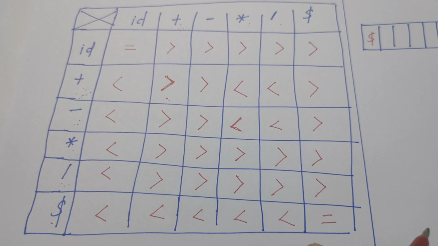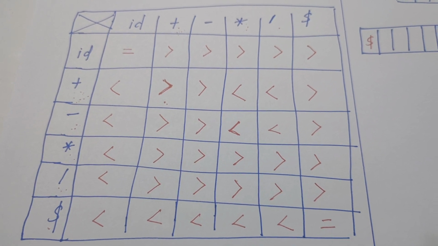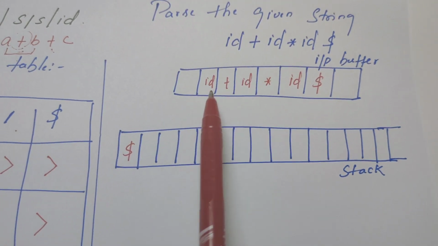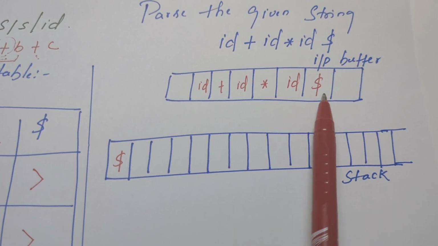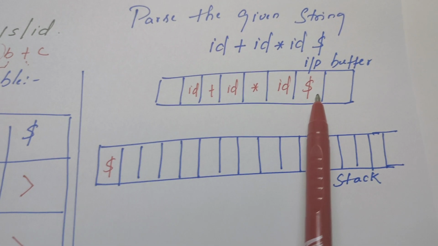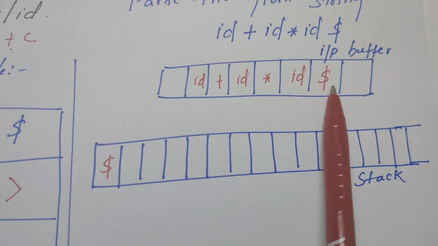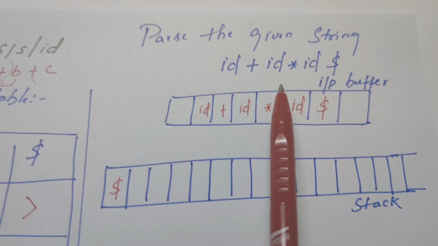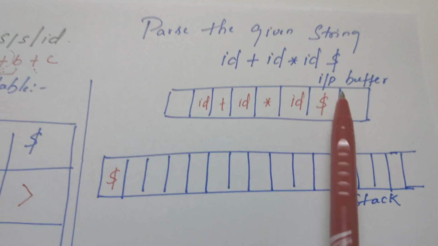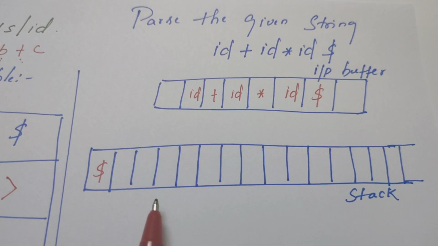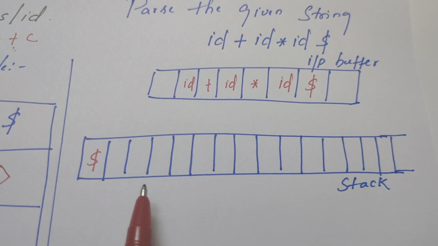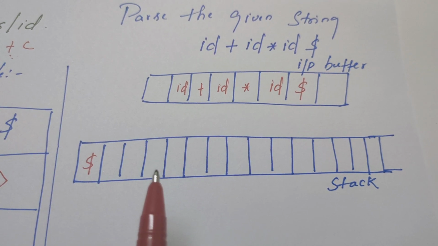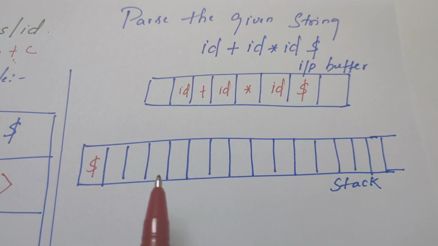Once the operator precedence table is ready, we have to parse the string. So I have considered the string ID plus ID star ID, and at the end of the string dollar is there, which is indicating the end of the string. Now this string is available in the input tape or input buffer. What we are going to do now, there is a stack. One more point I want to tell, that the operator precedence parser is a bottom-up parser.